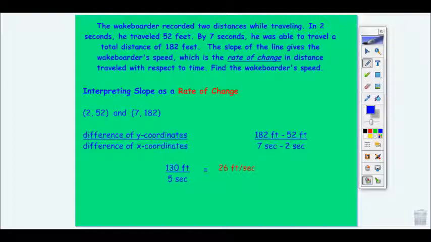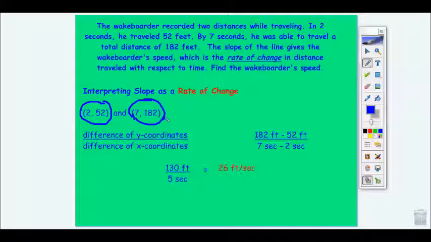Let's see, I think we have one more. We're going to go back to the wakeboarder. And this time he's recorded 2 distances while traveling. In 2 seconds, he traveled 52 feet. And you can see that with our first coordinate point. And then in 7 seconds, he was able to travel a total of 182 feet, which is represented in our second coordinate point. The slope of the line gives the wakeboarder's speed, which is the rate of change in distance traveled with respect to time.